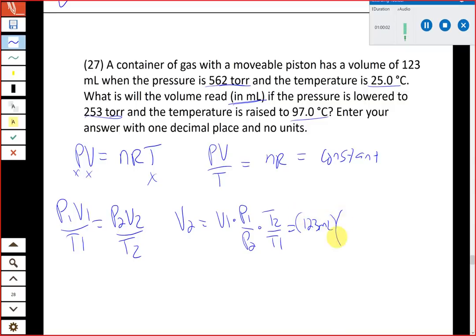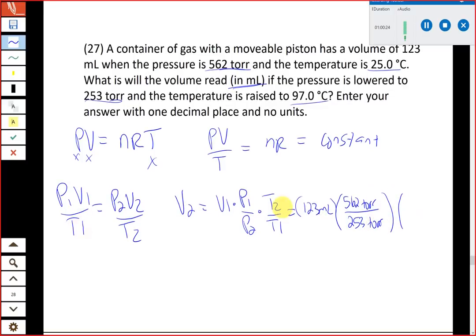V1, and then the two pressures, P1 over P2, can also be whatever units we want as long as they're the same as each other so that the units divide out. So P1 is initially 562 torr, and then P2, the final pressure, is 253. So those are the two pressure values in the correct order. And then we just need the ratio of T2 over T1.